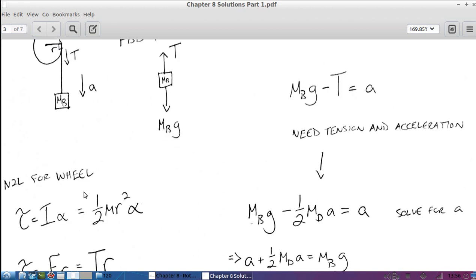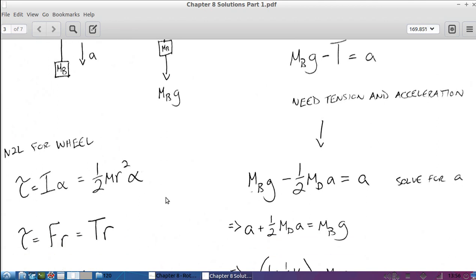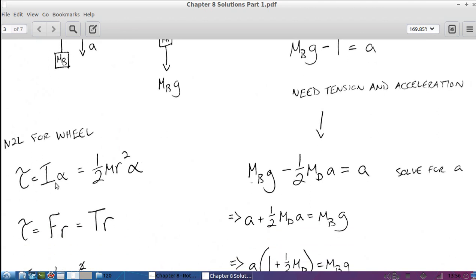Alright, so Newton's second law for the wheel: there's a torque being applied on the wheel. That torque is equal to its moment of inertia times its angular acceleration. So the moment of inertia is again 1/2 mr squared times the angular acceleration.